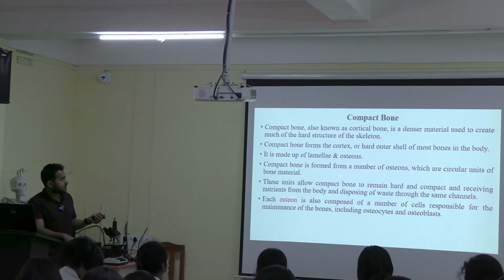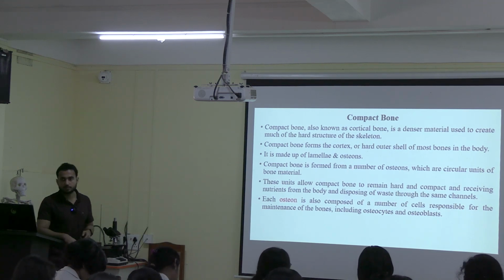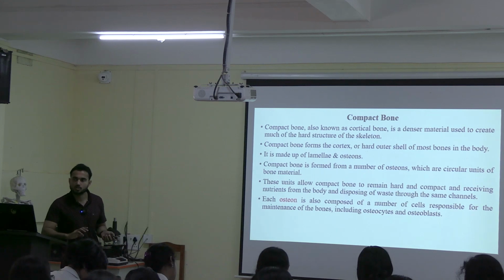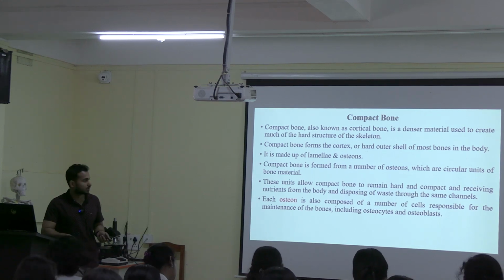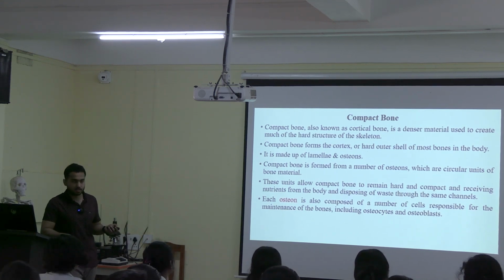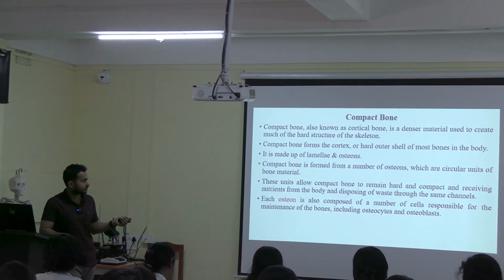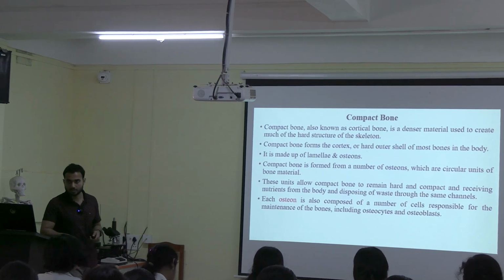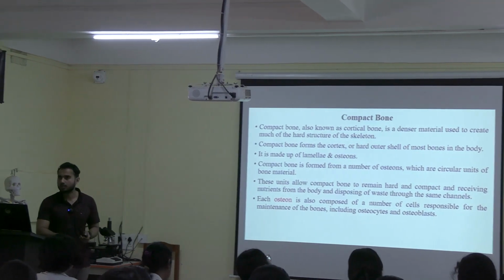Now the compact bone is formed from a number of osteons, which are circular units of bone material. So what is an osteon? That we are going to discuss today. Each osteon is composed of a number of cells responsible for maintenance of the bones, including osteocytes and osteoblasts. So these are the cells of the bone.